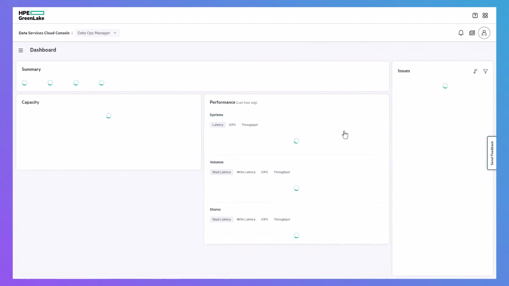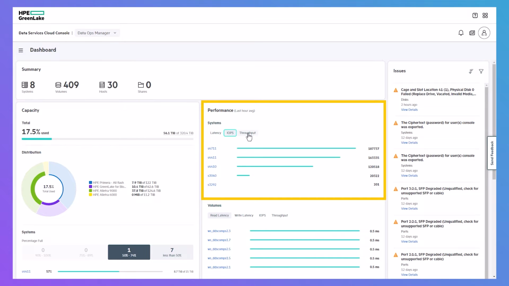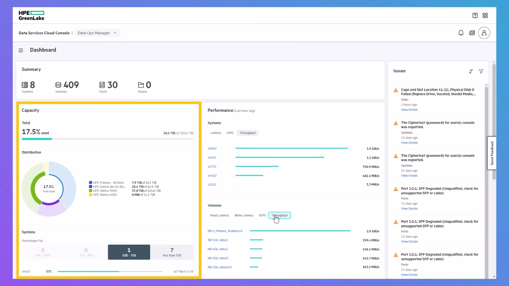I'll start by launching the Data Services application from the HPE GreenLake portal and going to Data Ops Manager, where I can view a dashboard with the highlights of all the systems in my environment. At a glance, you can get a great overview of the overall performance and capacity. The performance area has the latency, IOPS, and throughput for the top 5 systems over the past hour, so that you can easily verify that they're performing as expected, and there are similar metrics for the top 5 volumes as well. You can see the percentage of capacity that remains and how it's distributed by storage tier.